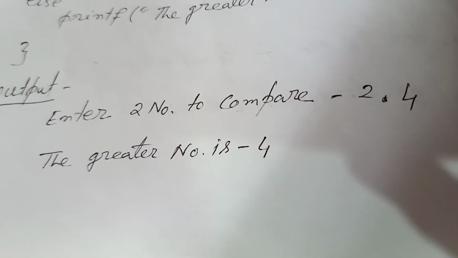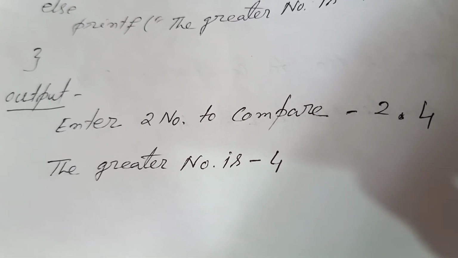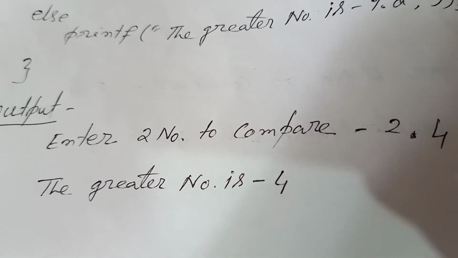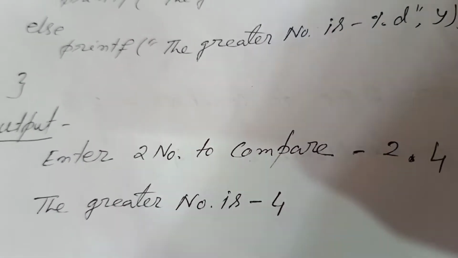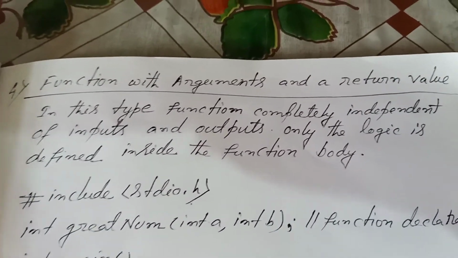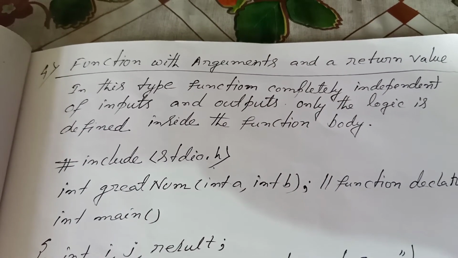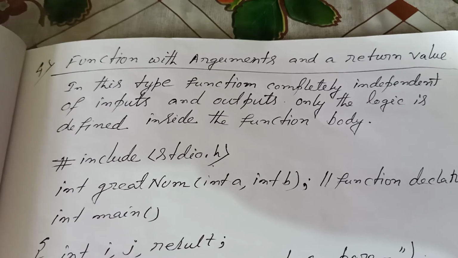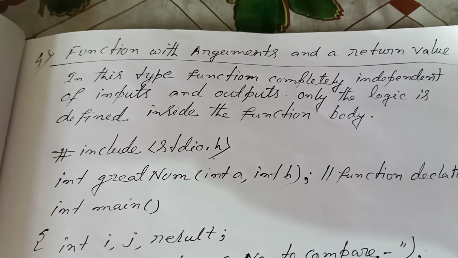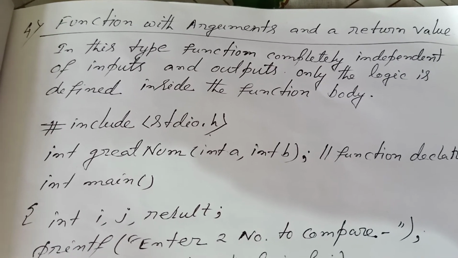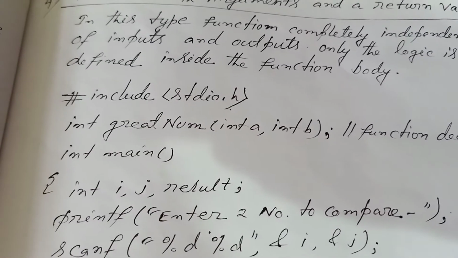So the output would be: enter two numbers to compare. We are taking the same input, 2 4. The greater number is 4. It is the third type. And the last, the fourth, is function with arguments and a return value. In this type, the function is completely independent of inputs and outputs. Only the logic is defined inside the function body.